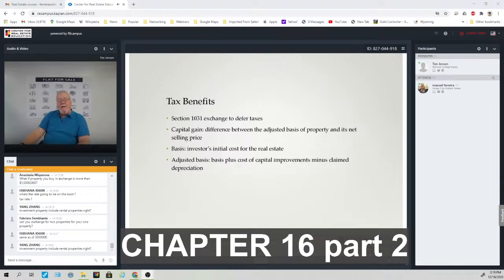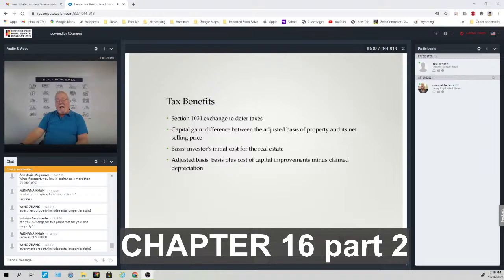The capital gain is the difference between the adjusted basis of property and its net selling price. The what? Well, first of all, let's understand what a basis is. A basis is the investor's initial cost to buy the real estate. The adjusted basis is the basis, what he paid for it, plus the cost of all capital improvements he's made on the property minus claimed depreciation.